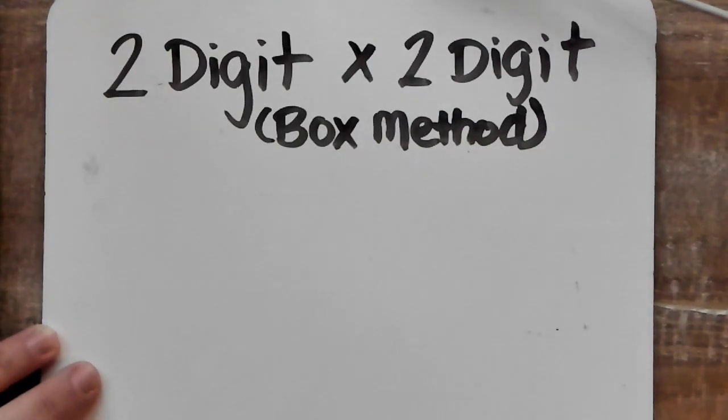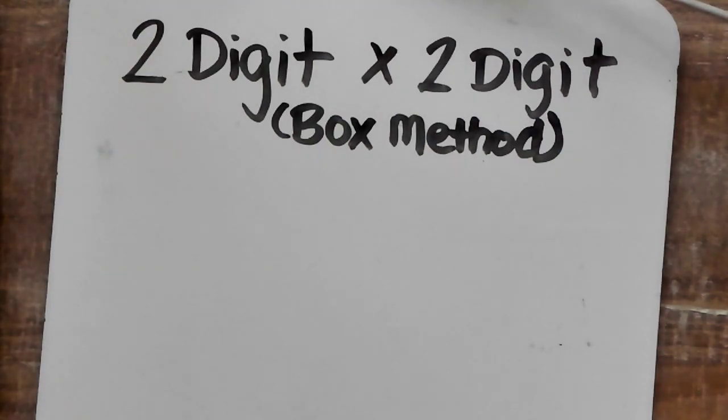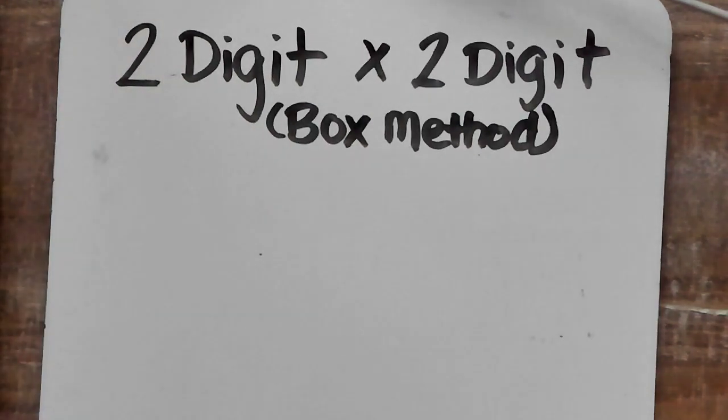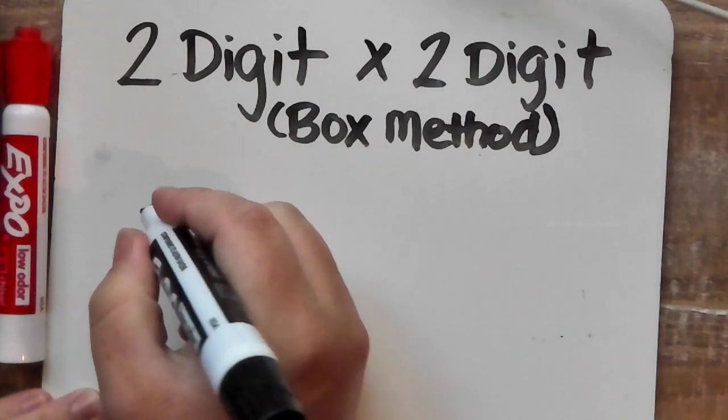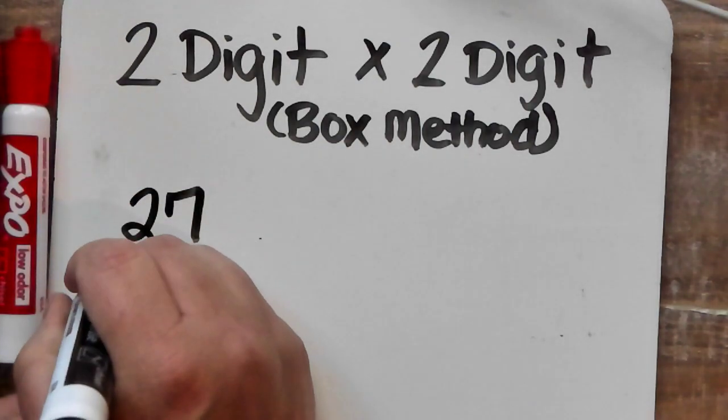The problem we're going to use here, I'll write it in a different color. We're going to be solving 27 times 65.